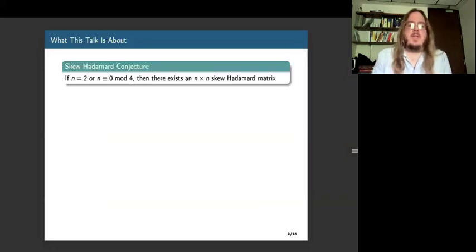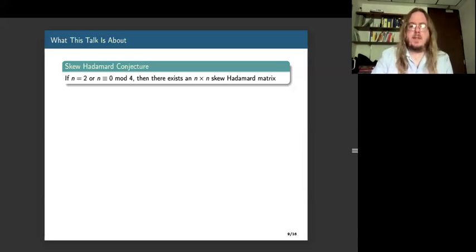So the only thing that I haven't talked about really explicitly yet is on the left. So I'm going to do that now, and then we can talk about the main result. So the Skew Hadamard conjecture states that if n equals 2 or n is a multiple of 4, then there exists an n by n Skew Hadamard matrix. So this is sort of similar in spirit to Zauner's conjecture. It's talking about the existence of these things that people like to find.